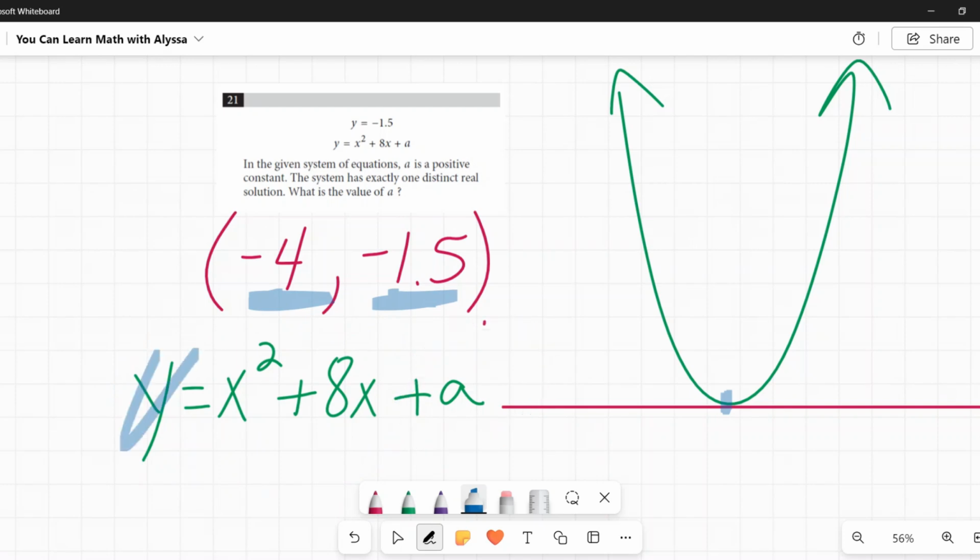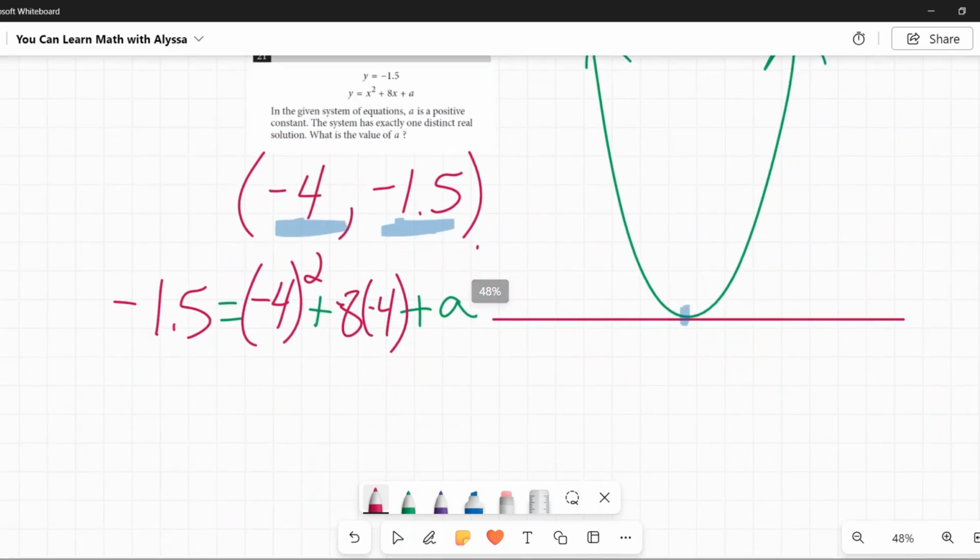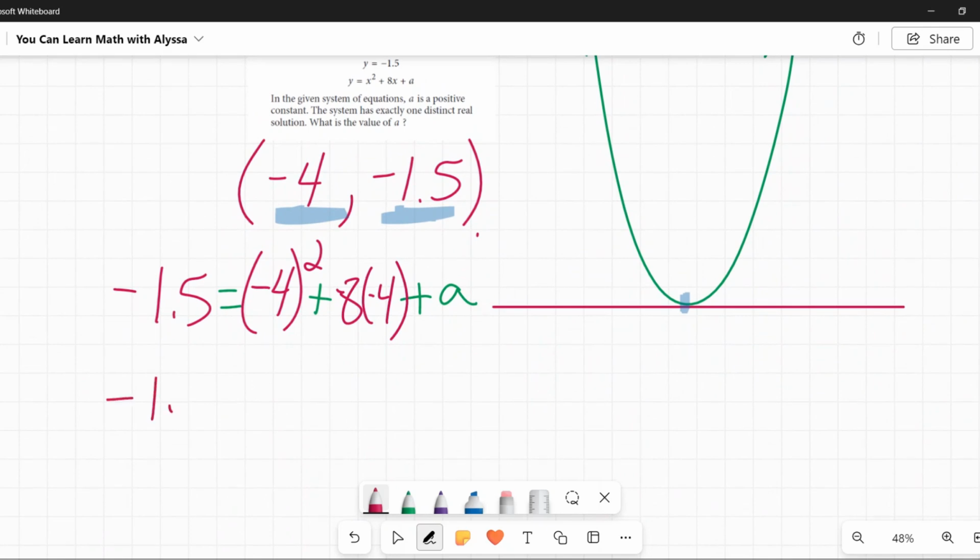So let's do that. First, this y, I'm going to erase it and replace it with that negative 1.5, the y from that vertex. And then for the x's, we have that x squared. Let's replace that with negative 4 squared. Then that 8x, so 8 times negative 4. I'm really crowding it in there. And the a just stands alone. Okay, so now I have negative 1.5 equals negative 4 squared, which is 16, plus 8 times negative 4, which is negative 32, plus a.